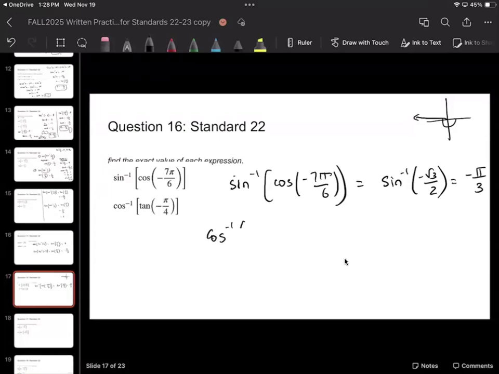Cosine inverse of tan negative pi over 4. What is my step 1? Look at this carefully. Step 1, find this value. What is tan negative pi over 4? Negative angle, right? Fourth quadrant, which is -1, is this value. So that means this becomes cosine inverse of -1. Now, where is cosine inverse -1? It's going to be for the angle pi.